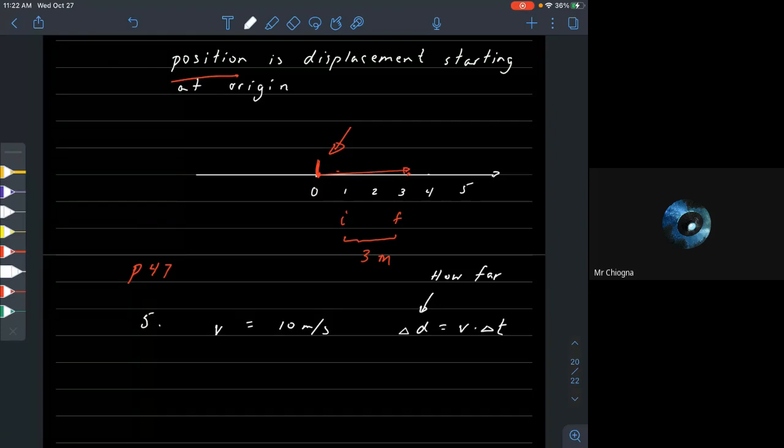I'm going to use this equation because I know, if you go back to the notes, I can use this under the constraint of constant speed or velocity. Velocity is just speed with a direction. So I know I can use that equation.